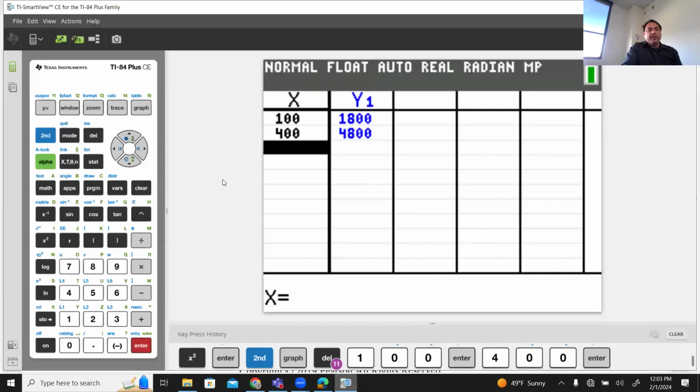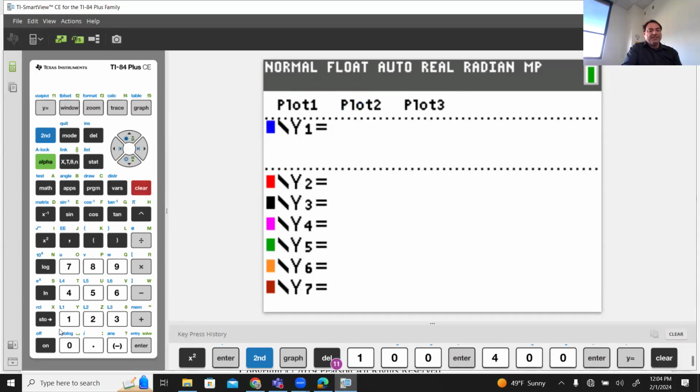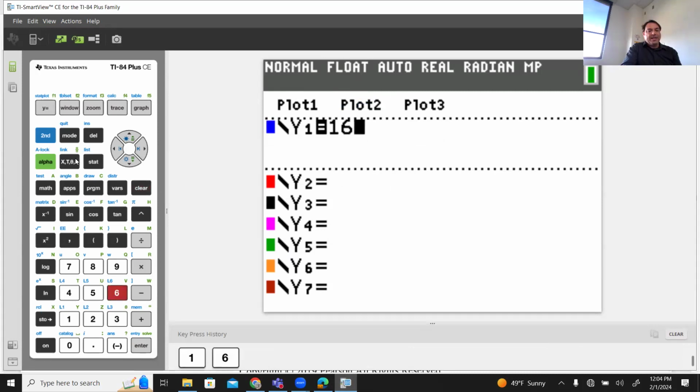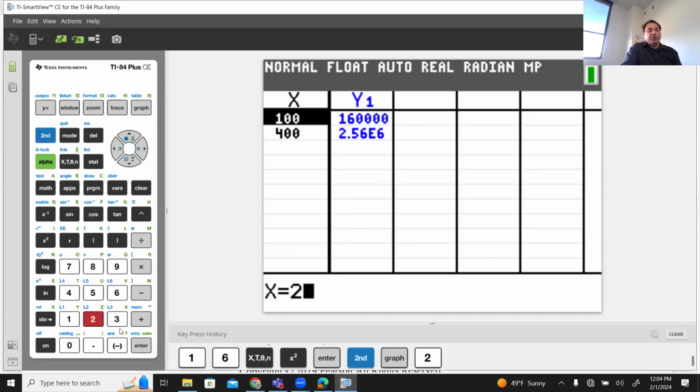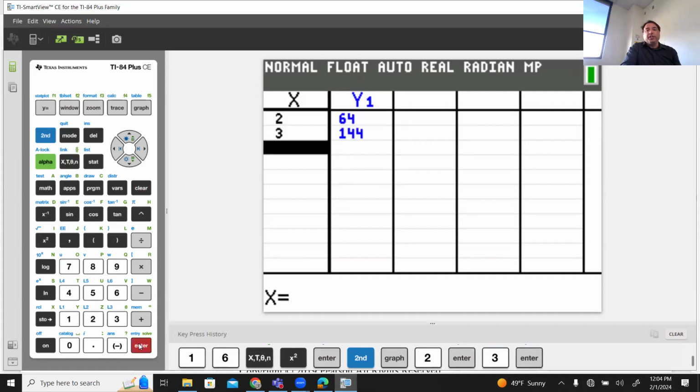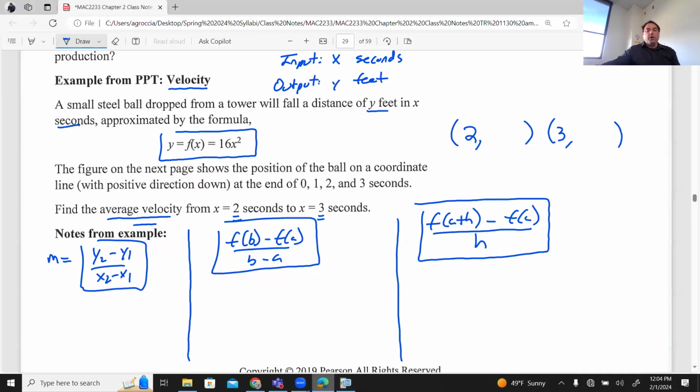So we're going to go to our calculator. We're going to go to y equals. We're going to change it to 16x squared. We're going to go to the table, second graph, and we're going to plug in 2 and 3. So you have to have these 2 points before you can do anything. So 2 comma 64 and 3 comma 144.